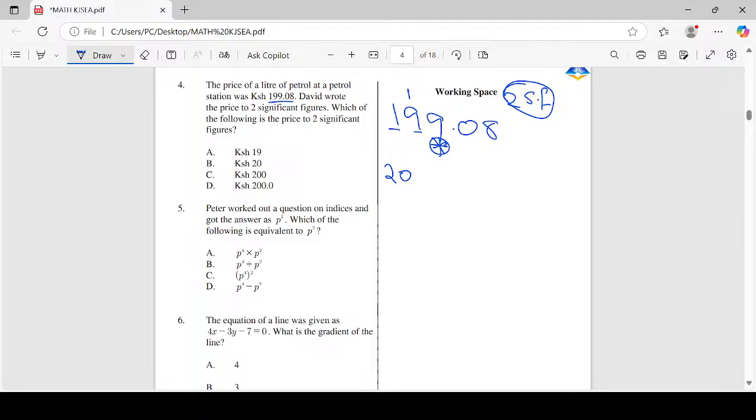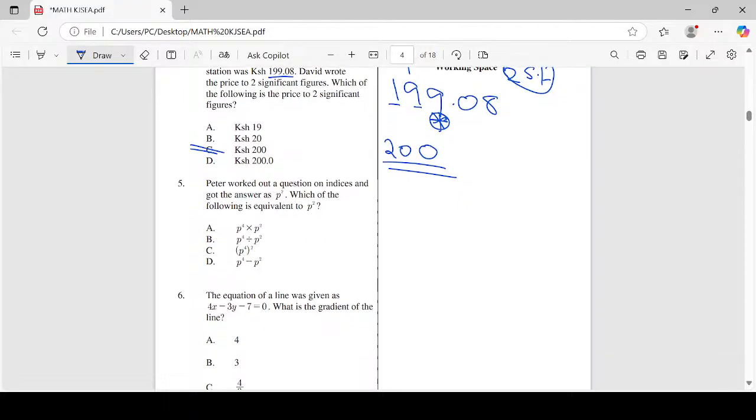199.08 shillings. When you write it to two significant figures, we have to retain the 0 here as a placeholder of the number. Remember that zeros at the end may or may not be significant. That makes our correct answer here to be choice C. Choice C as the correct answer, dear learners.